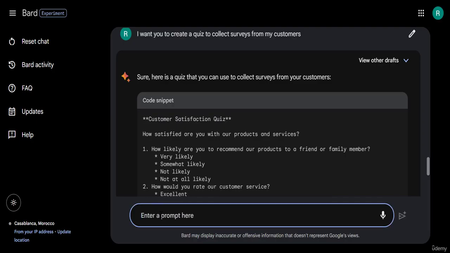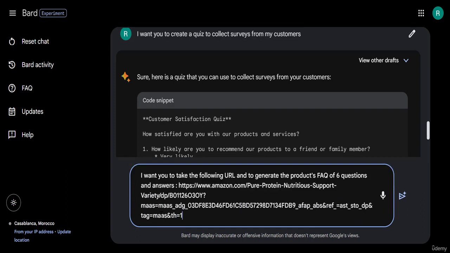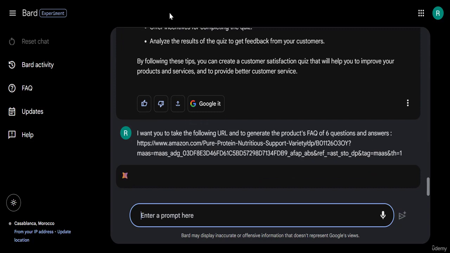Now, if I go back to Google Bard, I can say, I want you to take the following URL and generate the product FAQ of 6 questions and answers. Right? Now here, I'm going to attach the URL and let's just wait.